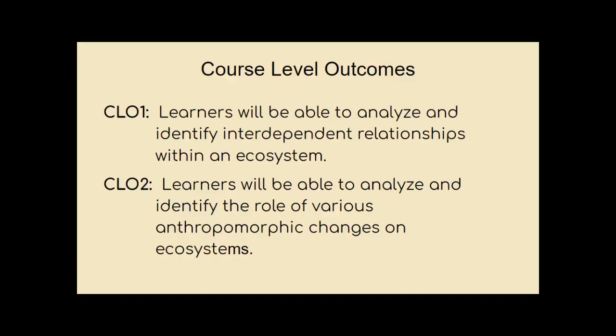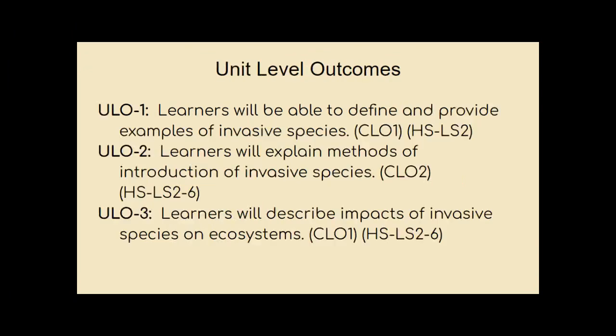The overarching course level outcomes related to this particular unit include learners being able to analyze and identify interdependent relationships within an ecosystem, and learners being able to analyze and identify the role of various anthropogenic changes on an ecosystem.